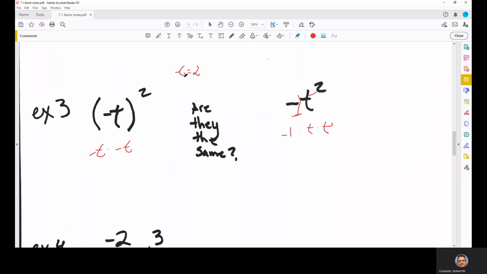So if t is actually 2, we would have negative 2 times negative 2, which equals 4. Here, we would have what? Negative 1 times 2 times 2. So this becomes negative 2 times 2, which gives us negative 4. Notice how the answers are different. It's all because that parentheses did not include the coefficient of t. I'm going to give you a star here.